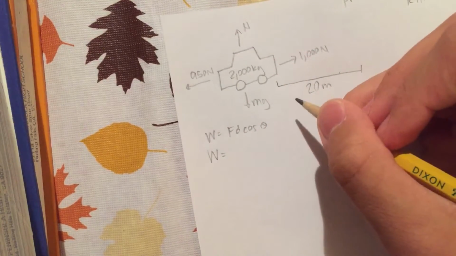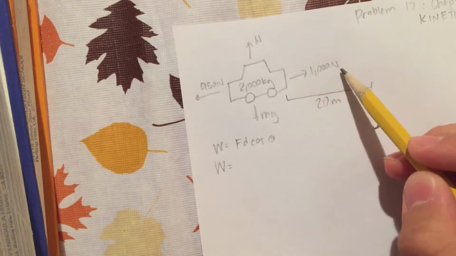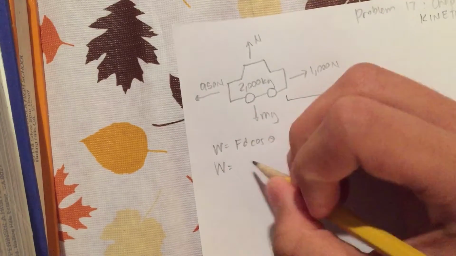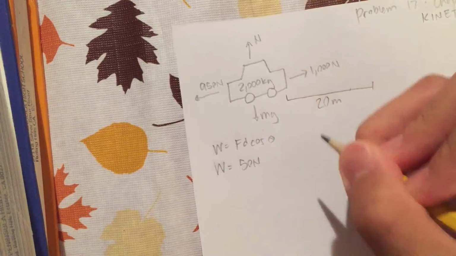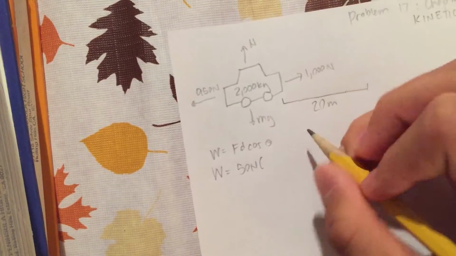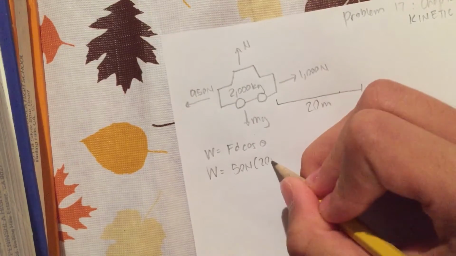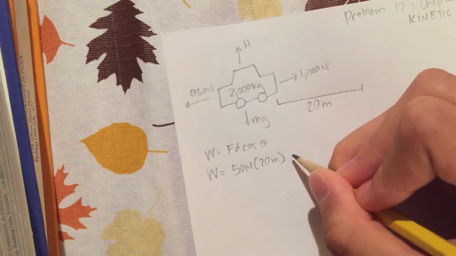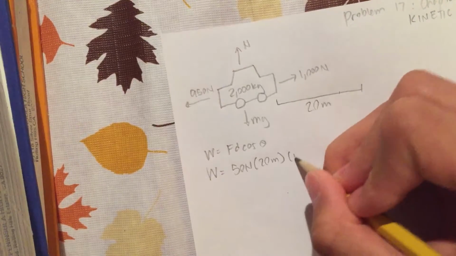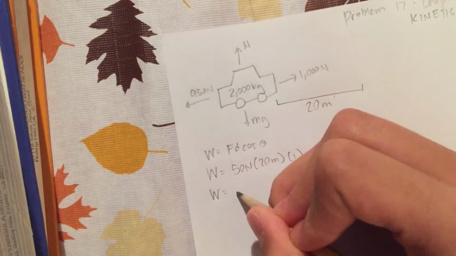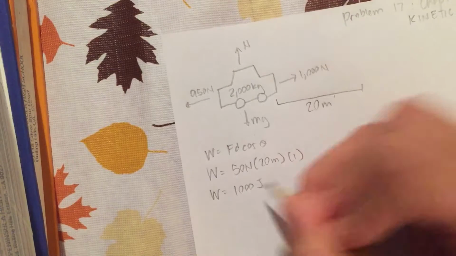We know the resultant force, which is 1000 minus 950, which is just 50 newtons. The distance we know is 20 meters, and cosine of 0 is just 1, so we can just put that 1. Work equals 1000 joules.